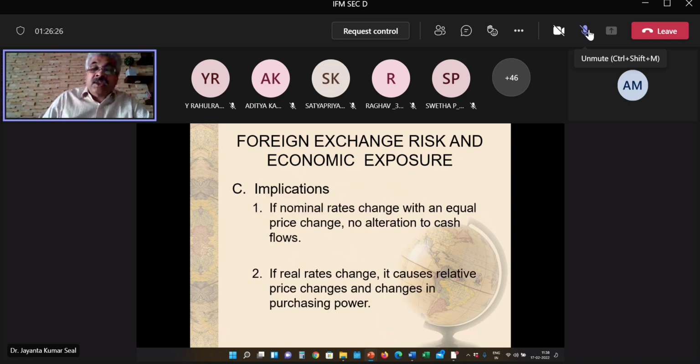If nominal rates change with an equal price change, there is no alteration to cash flows. That means your real rate is not changing. However, if real rates change, it causes relative price change and changes in purchasing power. So naturally, if the real exchange rate changes and your currency depreciates, then your purchasing power will change. Similarly, if your currency appreciates, your purchasing power will also change, but in your favor.